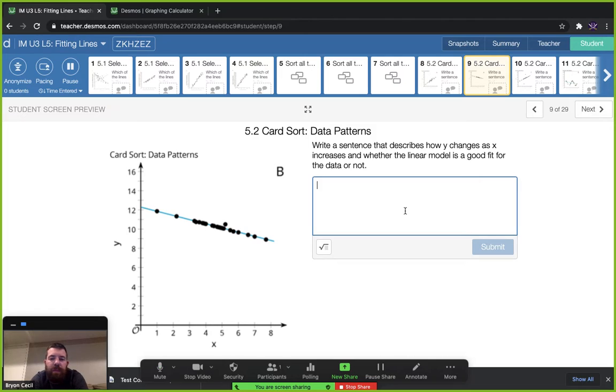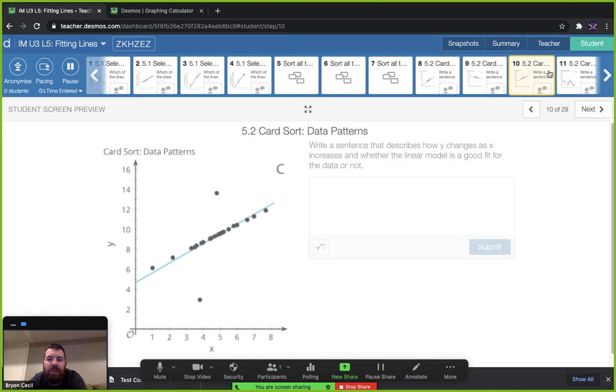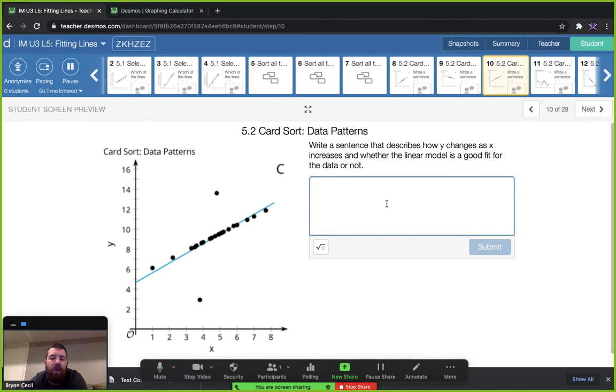Now here, as x increases, and guys, x increasing just means moving left to right. So as x is moving left to right, y decreases because we see that the values of y go down. Is it a good line? It's a very well fit line. You can see that most of the data is on that line. There's not much deviation at all.